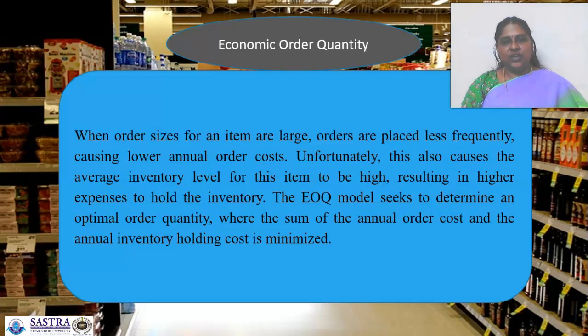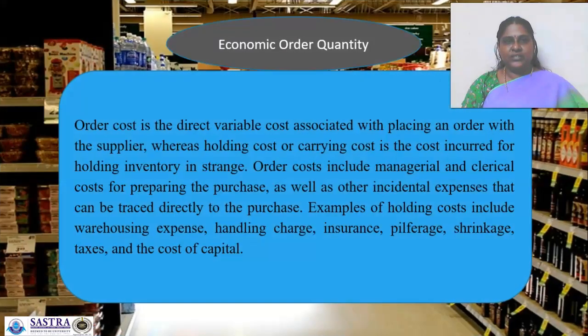The EOQ model seeks to determine an optimum order quantity where the sum of annual order cost and annual inventory holding cost is minimized. Order cost is the direct variable cost associated with placing an order with the supplier, whereas holding cost, or carrying cost, is the cost incurred for holding the inventory in our storage.